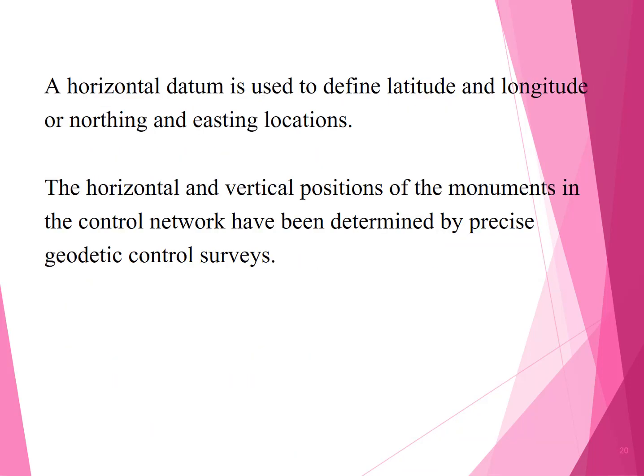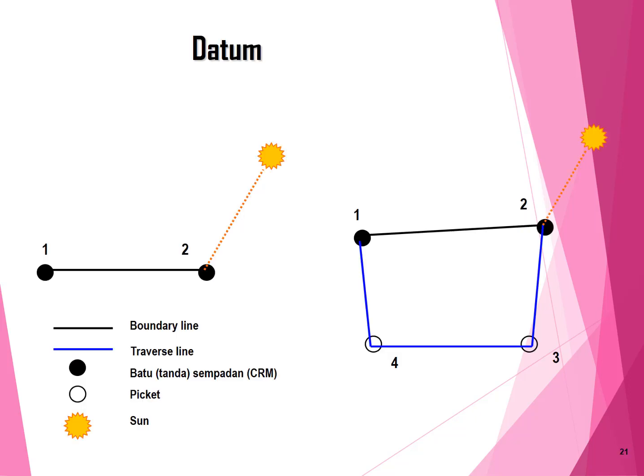A horizontal datum is used to define latitude and longitude or northing and easting locations. The horizontal and vertical positions of the monuments in the control network have been determined by precise geodetic control surveys. Dan di sini menunjukkan bagaimana datum itu diperolehi melalui serapan matahari.